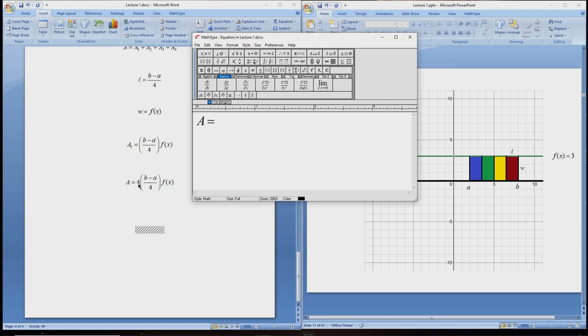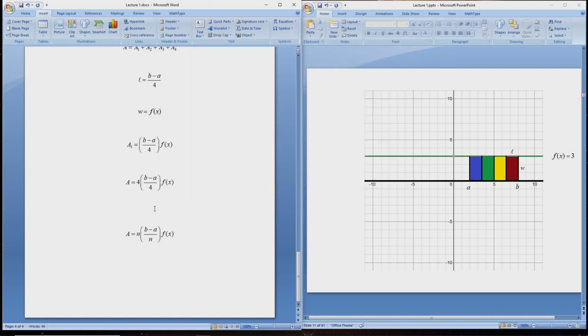And so instead of writing a 4 here, I'm just going to use n. N is going to mean the number of rectangles. And that's what it'll mean throughout the lecture and your book. N is very commonly used for the number of rectangles we're going to use. And so our general expression then is going to be this. For how many ever rectangles you want to choose, that's what n is, and that will always give you the total area between the curve and the x-axis.